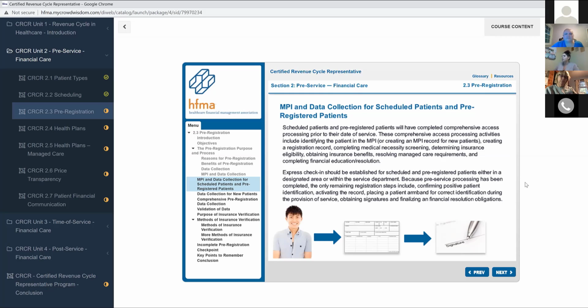Again, this is one of those slides that has a lot of packed data, but whenever you see lists like these, where the comprehensive access processing activities include a number of answers, that should be a clue that it could potentially be a question. And I have seen a question out of both this top and bottom paragraph. Again, I'm not suggesting you memorize it, but you know where to find it in case the question comes up.